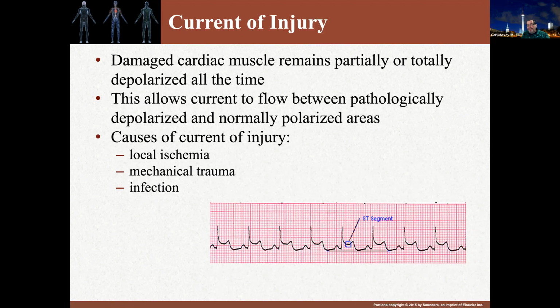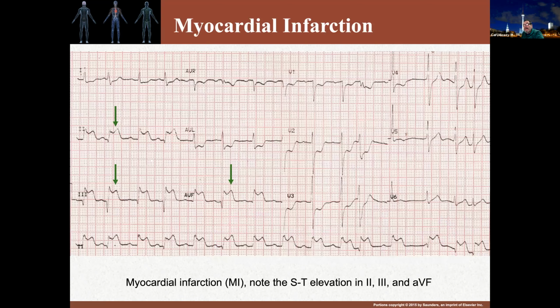And so the causes of this current of injury, here we see this elevated ST segment here, can be a localized ischemia. It could be the result of infection, or even a result of mechanical trauma. And in this EKG here, I've pointed out with the green arrows 3 very prominent ST elevations in leads 2, 3, and AVF.